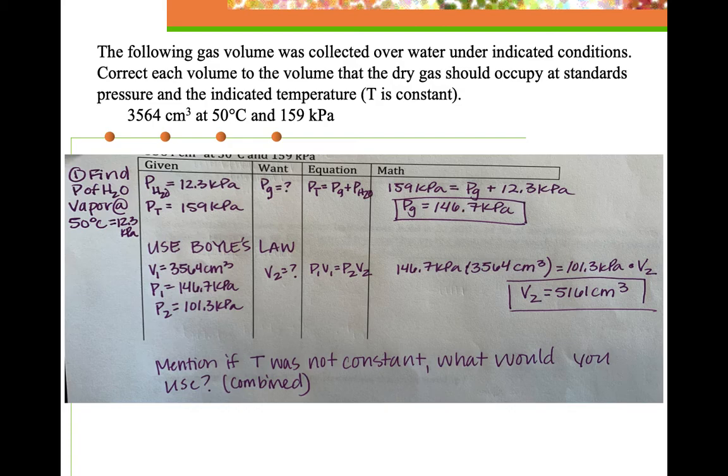Now, sometimes you'll get a problem that doesn't say that the temperature is constant. Maybe the temperature changes in the two conditions. What do you do then? Well, instead of using Boyle's law, you would use the combined gas law, that would include your temperature. And they would have to give you a little bit more information in order to do that problem.